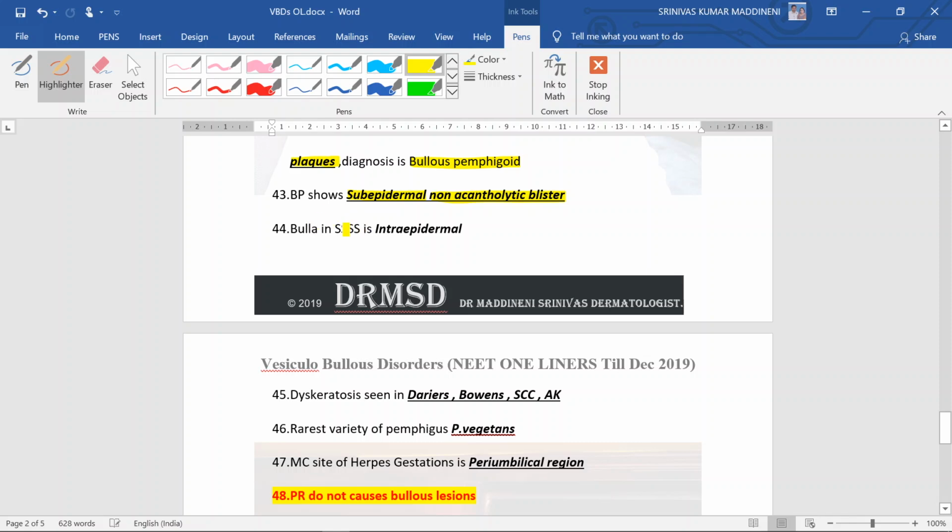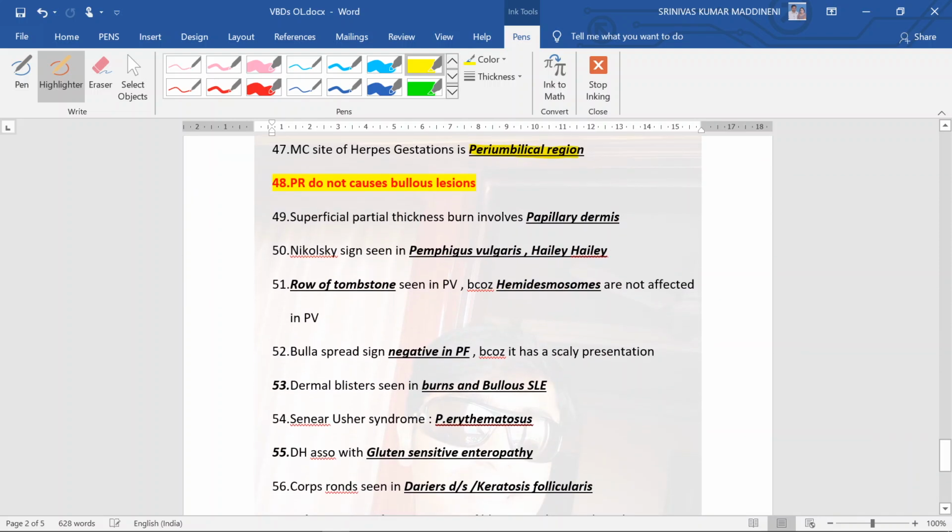Bulla in staphylococcal scalded skin syndrome is intraepidermal. Dyskeratosis is seen in Darier disease, Bowen's disease, squamous cell carcinoma, and actinic keratosis. The rarest variety of pemphigus is pemphigus vegetans. The most common site of herpes gestationis is the periumbilical region. In pityriasis rosea, there will not be any bullous lesions. Superficial partial thickness burn will involve the papillary dermis.